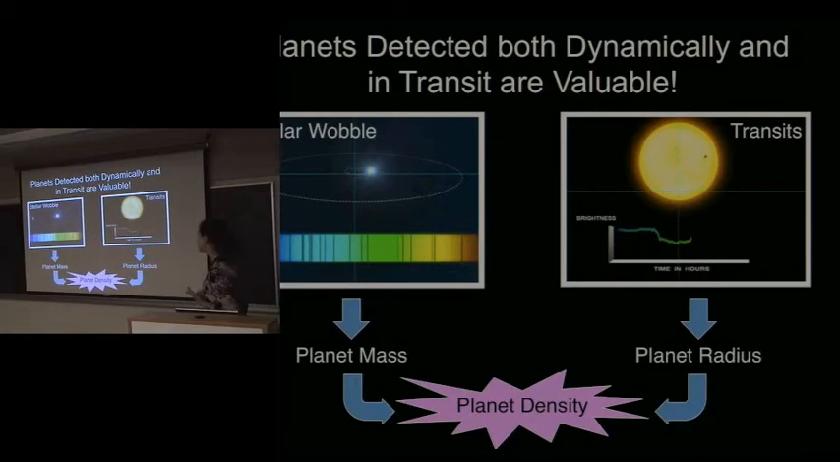Well, for that, the subset of planets that are detected both through radial velocity and through transit, for which we have both a planet mass and a planet radius, are especially valuable. With both the mass and radius, we have a measure of the planet density and can start to constrain the planet bulk compositions.